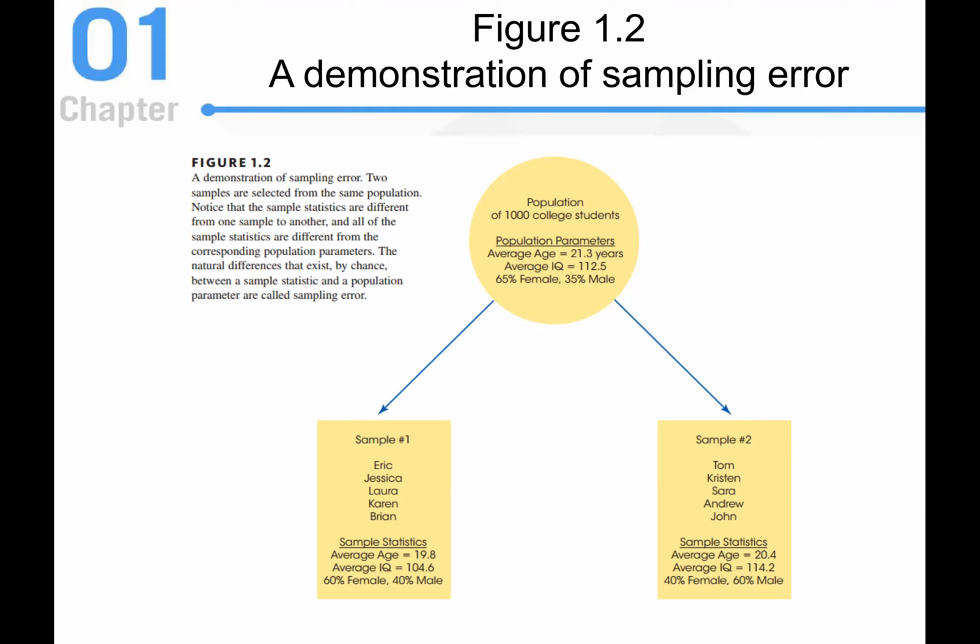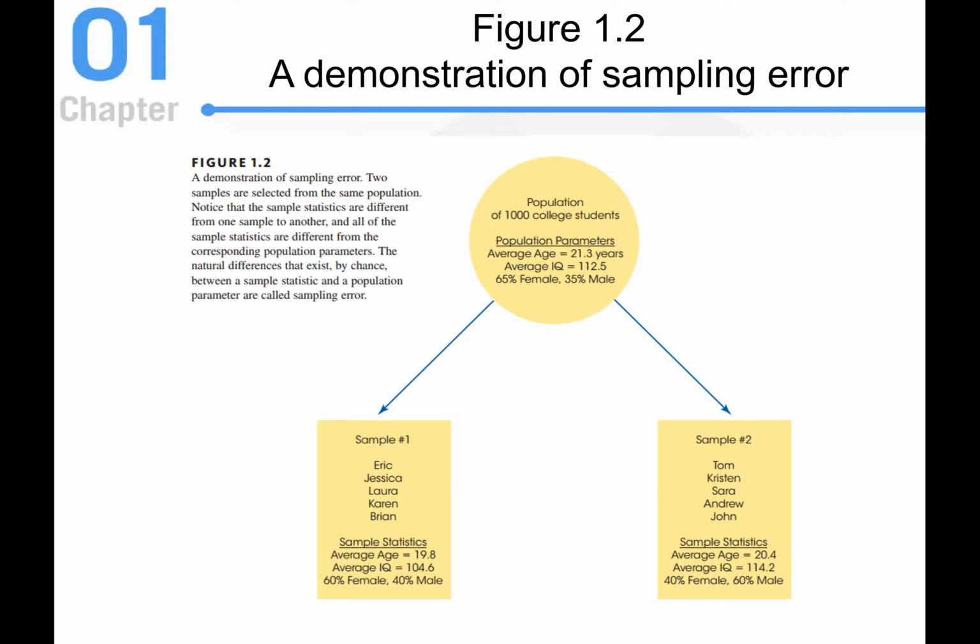All right, so here are the population parameters. The average age is 21.3 years. The average IQ is about 112.5. And the percentage breakdown of gender at the school is 65% female to 35% male.